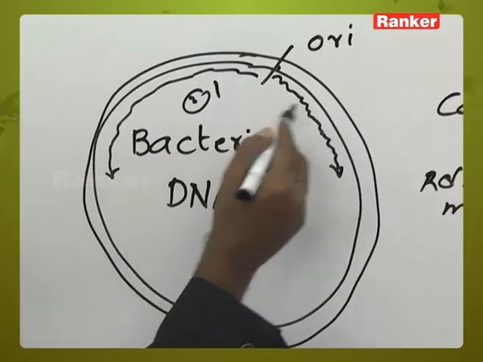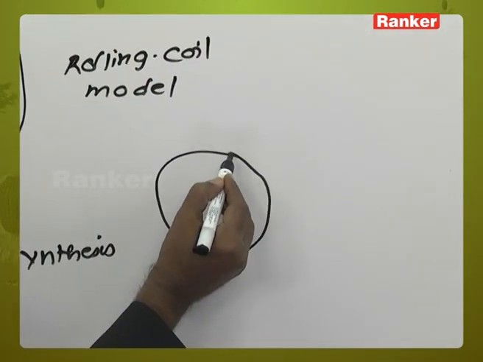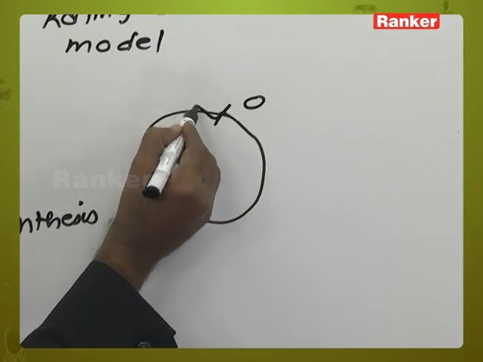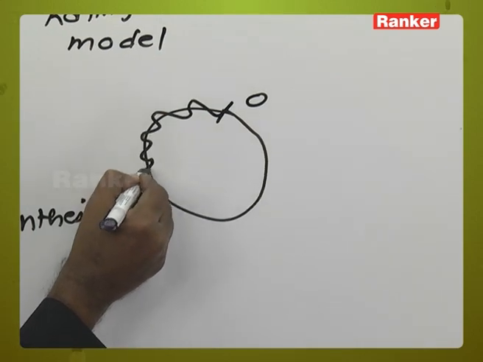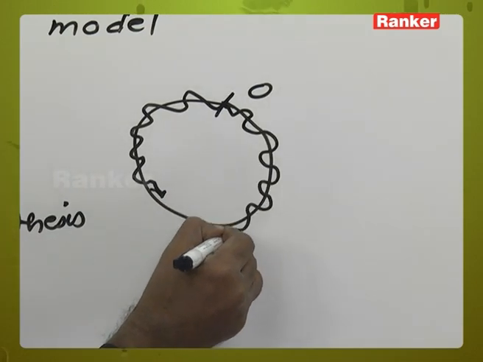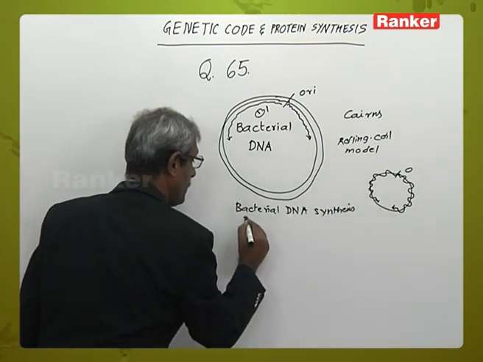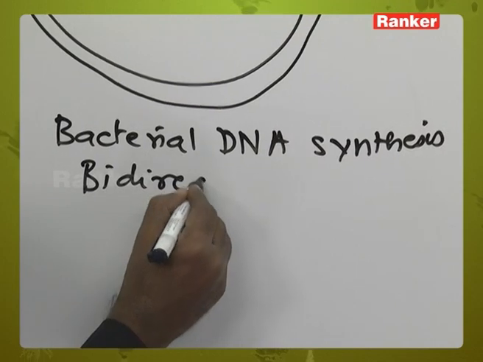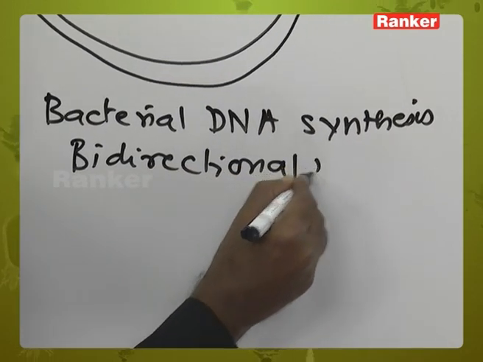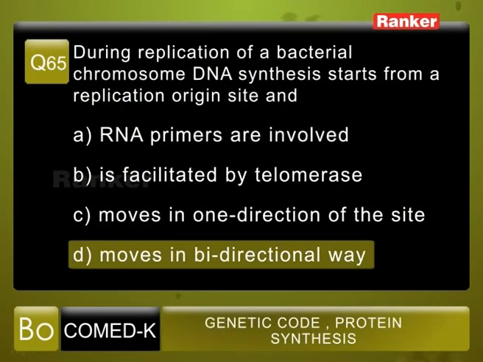So, this synthesis of new strands on either sides, which is facilitated by an origin O, and the strand synthesis occurs like this. This synthesis is termed as bidirectional synthesis. Hence, the answer is D.